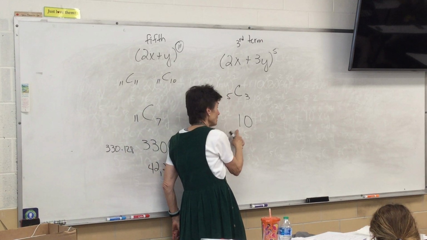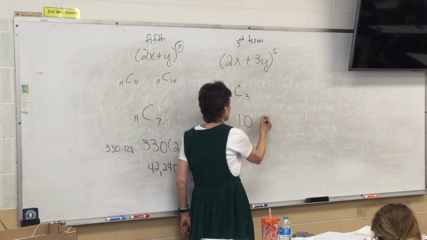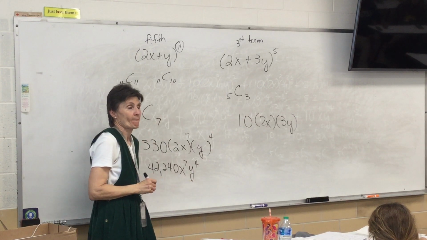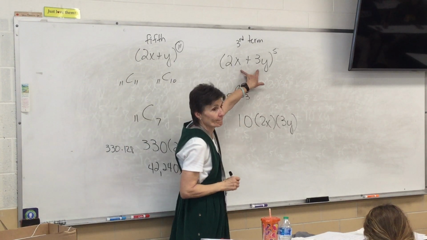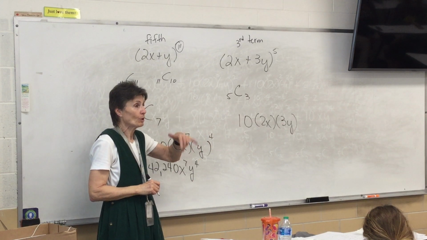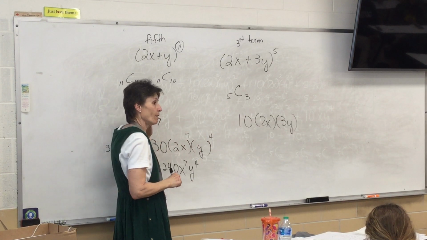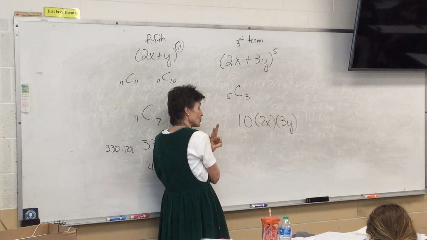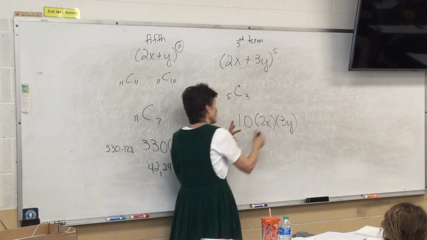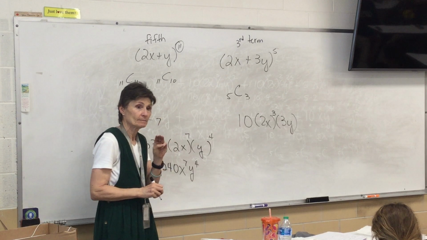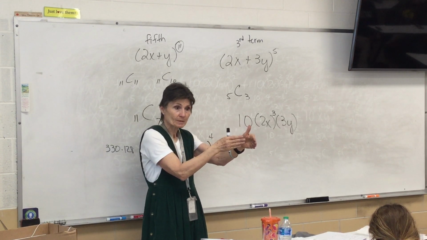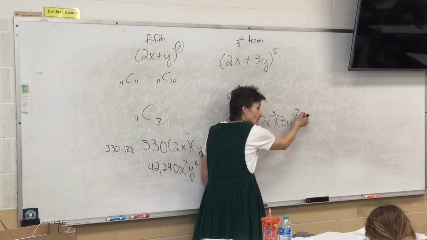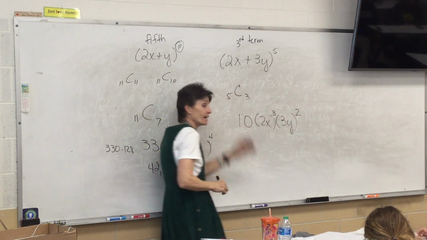Next to all the numbers will be a 2x and a 3y. The powers: on the first term, it would be x to the 5th. On the second term, it's x to the 4th. And on the 3rd term, it's x to the 3rd. Count down, 5, 4, 3. If you put a 3 on that one, then you're gonna have to put a 2 on the y, because they gotta add up to 5.